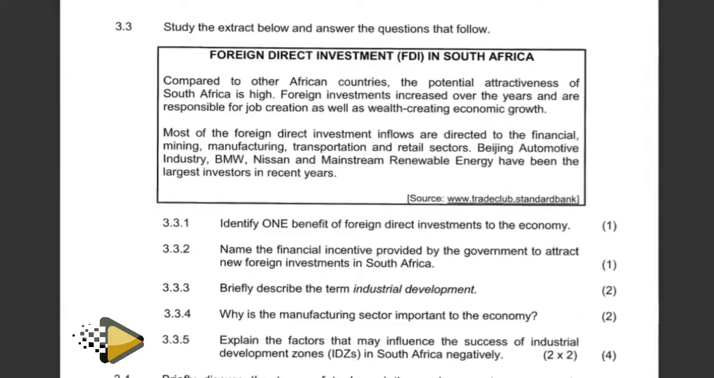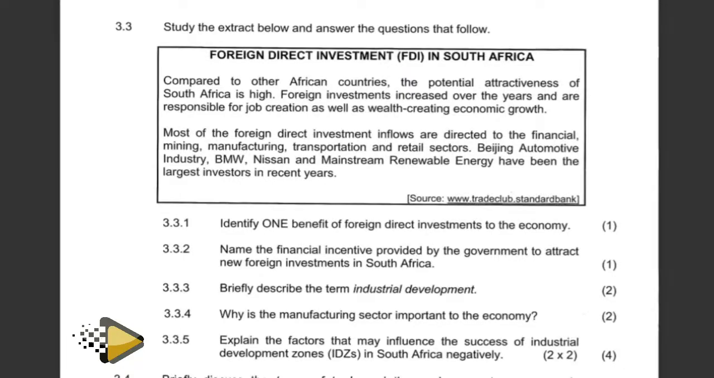The next question is 3.3. If you still remember, the moment you are given a scenario, you should always make sure that you go through the given scenario to understand the message that has been portrayed in it. So now study the graph and the extract below, and answer the questions that follow.